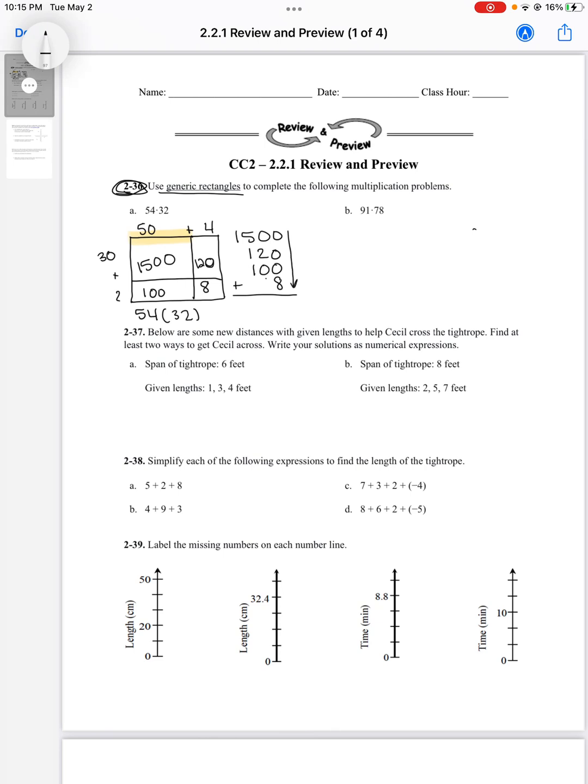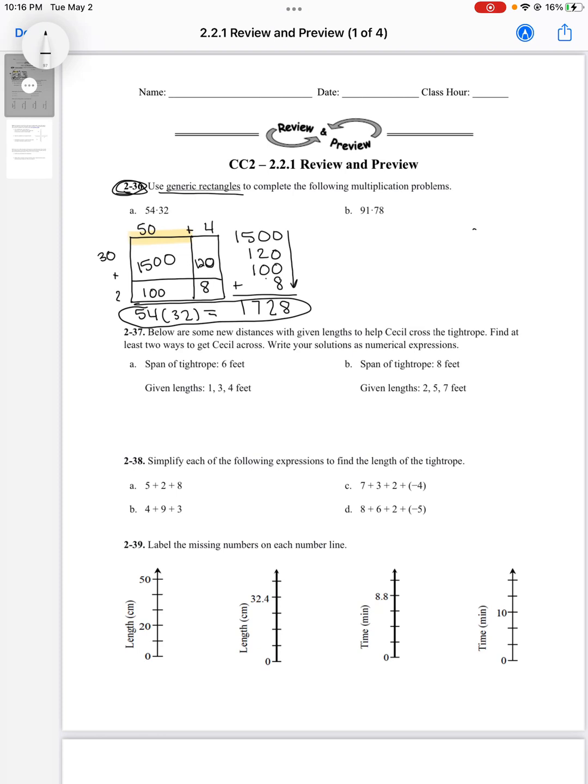Start over here. 0 plus 8 is 8. 2 plus 0 is 2. 5 plus 2 is 7. And 1 plus nothing is 1. So the answer is 1,728.